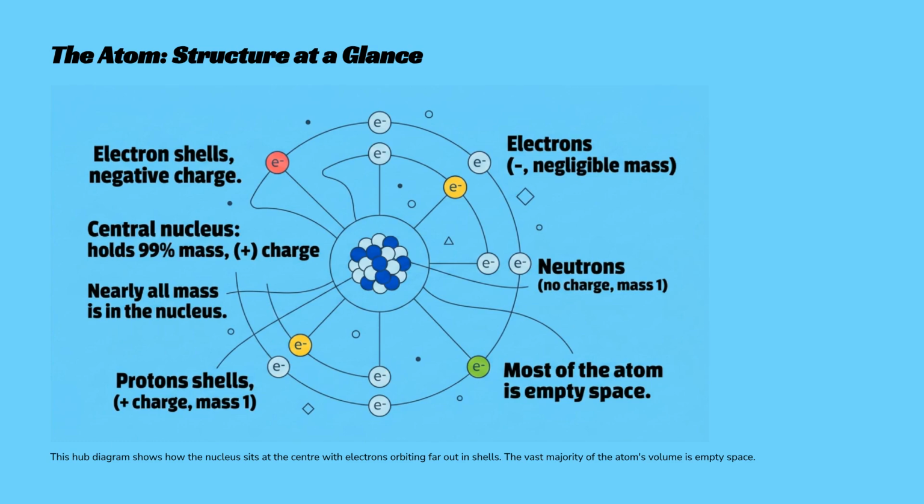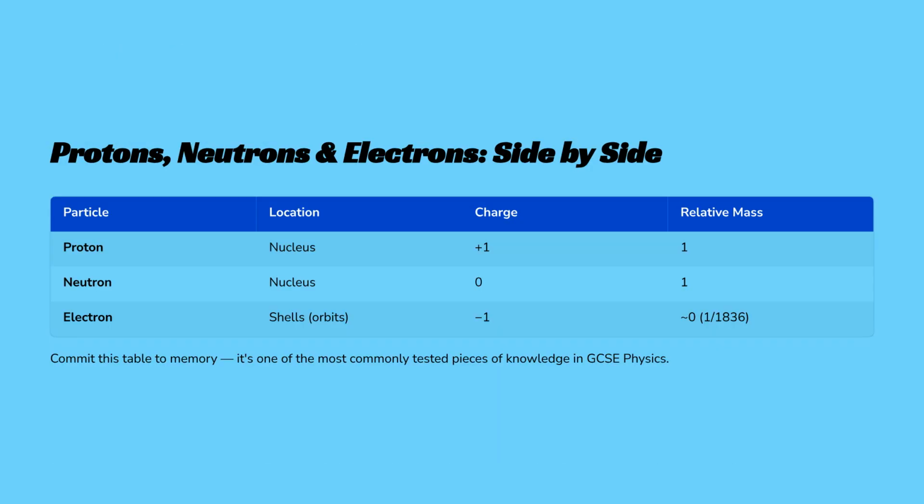Looking at the atom as a whole, remember that it consists of a dense, central nucleus surrounded by electrons in various shells. Despite its importance, the nucleus occupies only a tiny fraction of the atom's total volume. This table is essential. Protons are in the nucleus with a positive charge and a relative mass of 1. Neutrons are also in the nucleus, neutral with a mass of 1. Electrons orbit in shells, carry a negative charge, and have negligible mass.